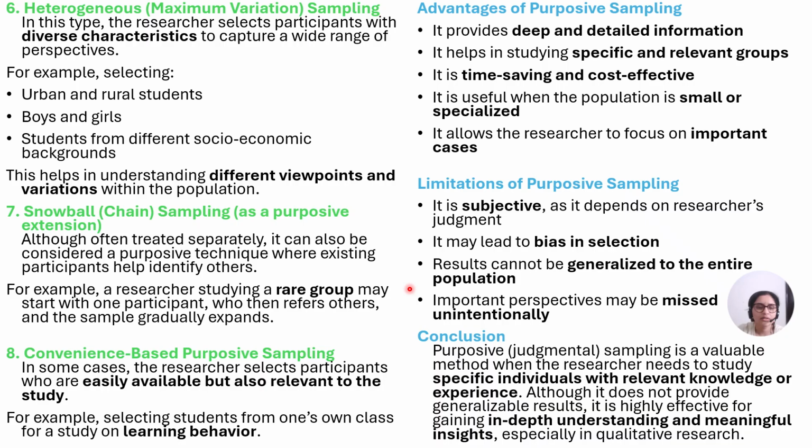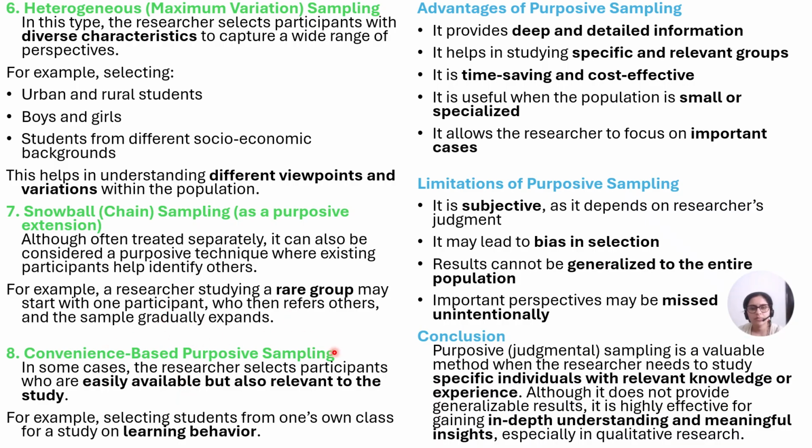Then snowball sampling. Although it is treated separately, it can also be considered as a purposive technique, okay, where existing participants will help identify others. We have discussed this in the previous question. Example, a researcher is studying a rare group. Since it is a rare group, getting information about all the group members is difficult. So he will identify one participant of the group and select that participant. That one participant will refer to the other participants. Okay, and the sample gradually expands.